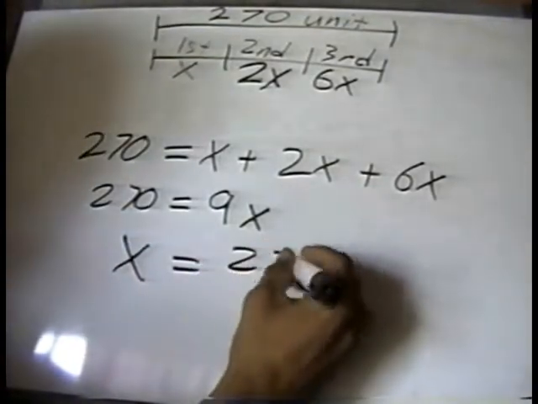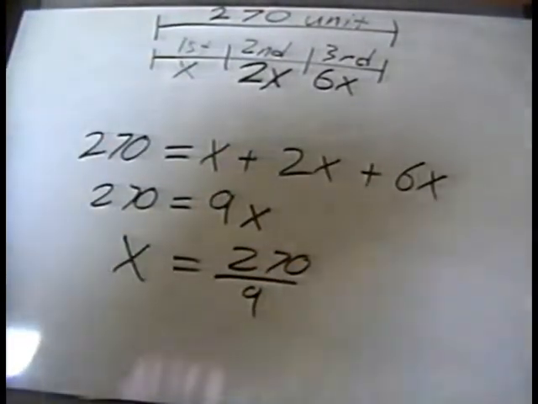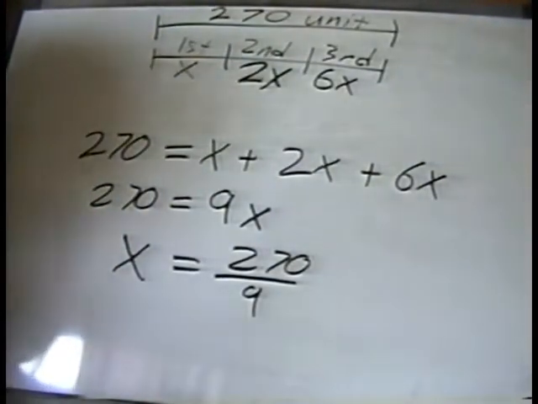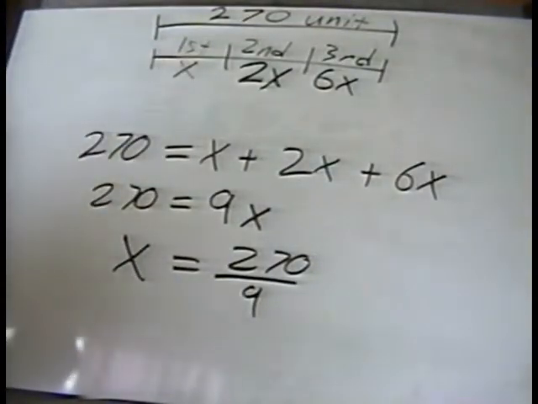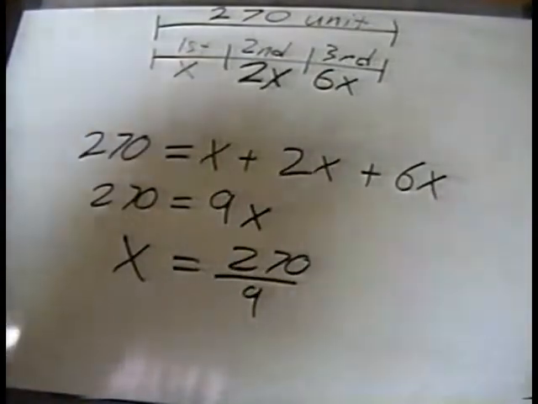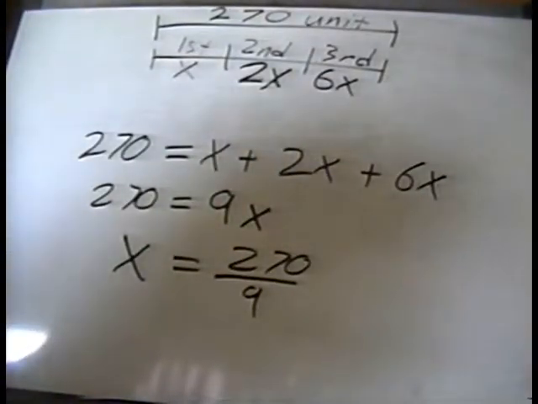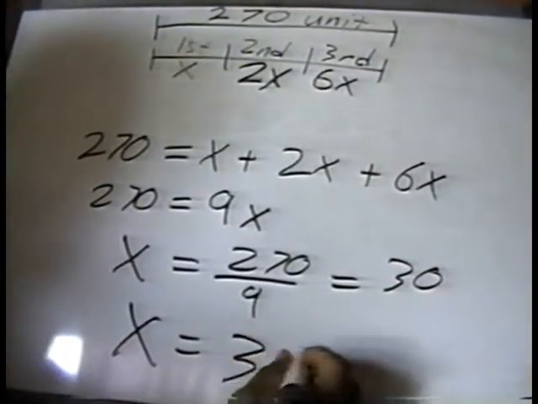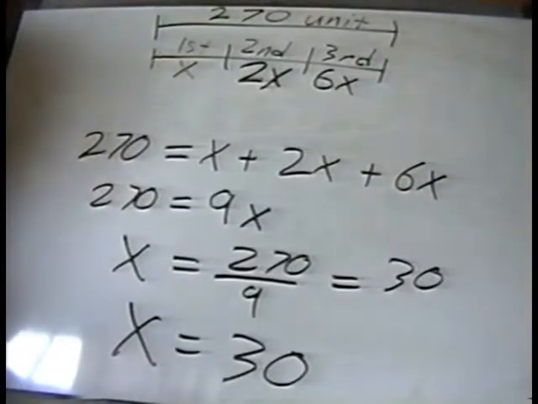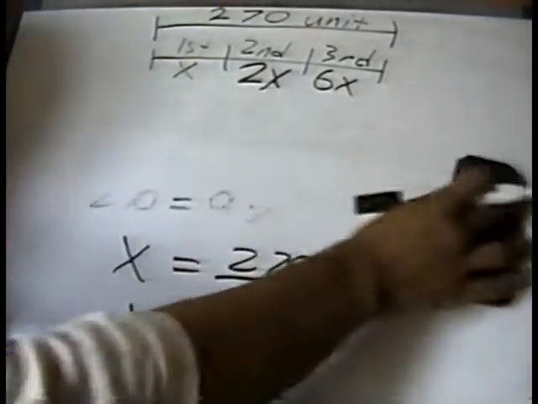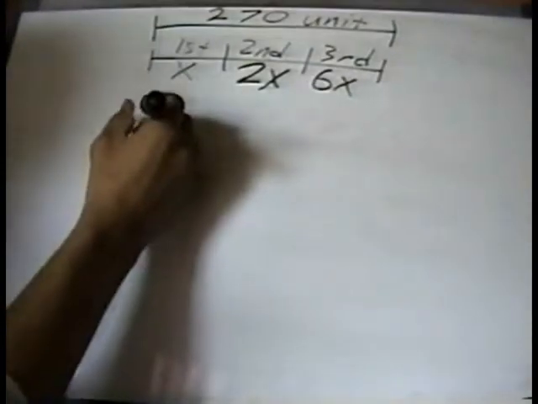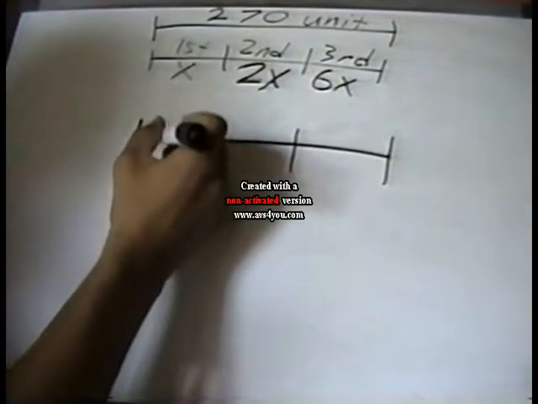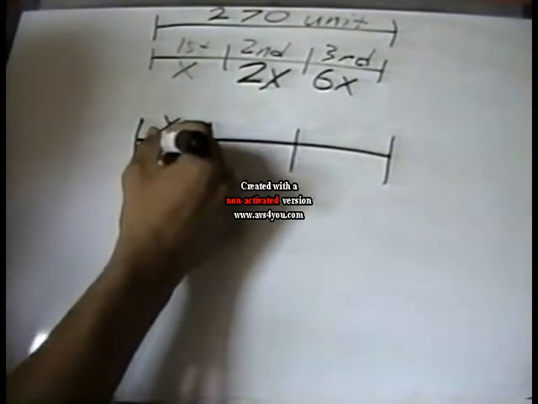6 plus 2 plus 1, that's 9x. So we have 270 over 9 equals x, or x equals 270 over 9. Okay? Now we know 27 divided by 9, that's 3. So we're going to get 30. Okay, 270 divided by 9 is 30. So we know that x equals 30.